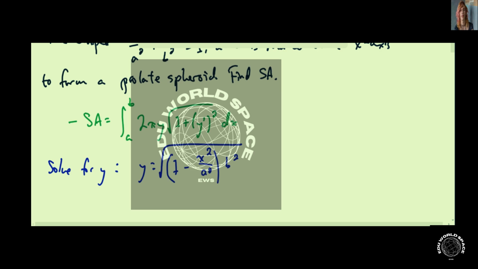This inside here, we can factor out a squared. If we factor out a squared, we're going to have this is equal to, so it'll be a squared minus x squared times b squared over a squared. All of that in the square root. And what that gives us is that will give us b over a times the square root of a squared minus x squared.